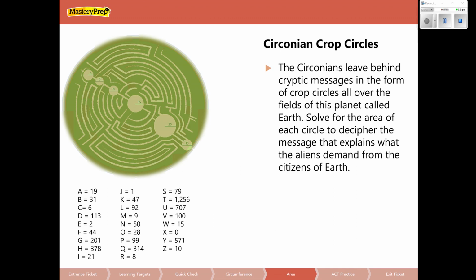Now, area. The Zirconians leave behind cryptic message in the form of crop circles all over the fields of this planet called Earth. Solve for the area of each circle to decipher the message that explains what the aliens demand from the Earth citizens.